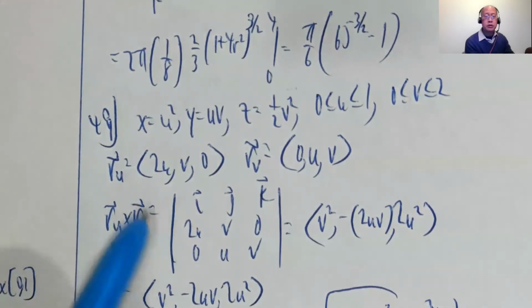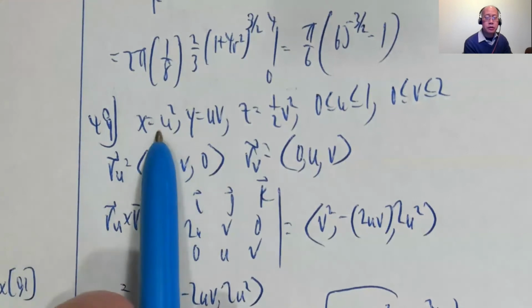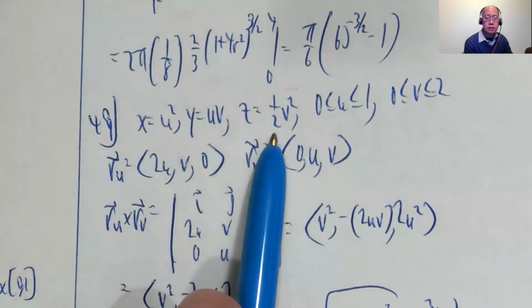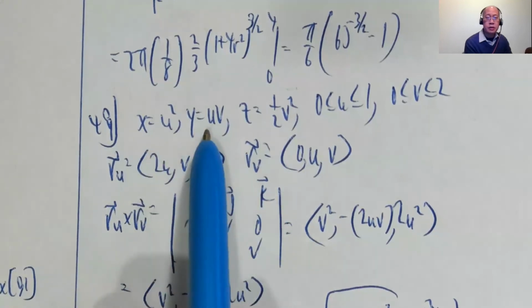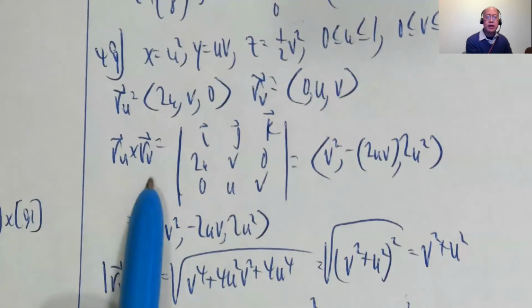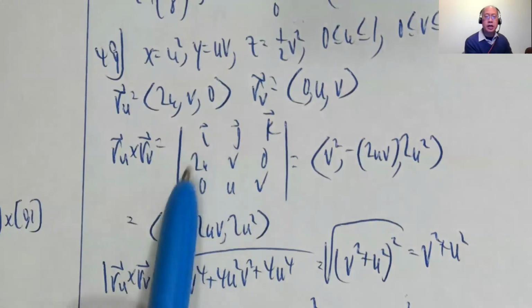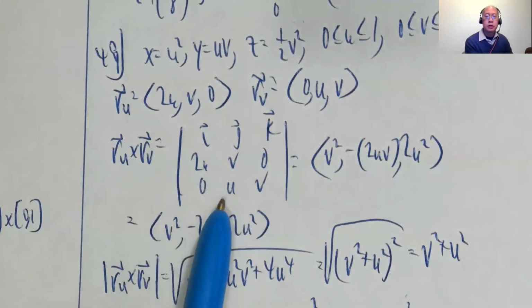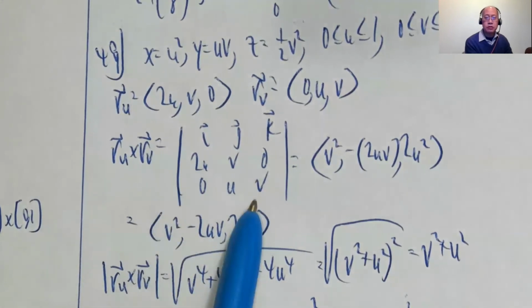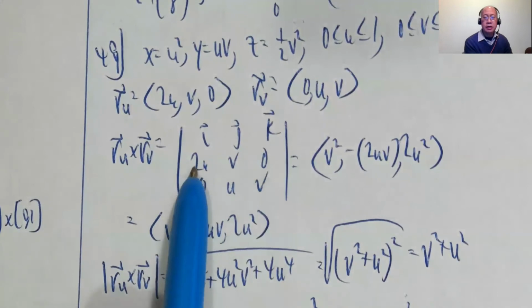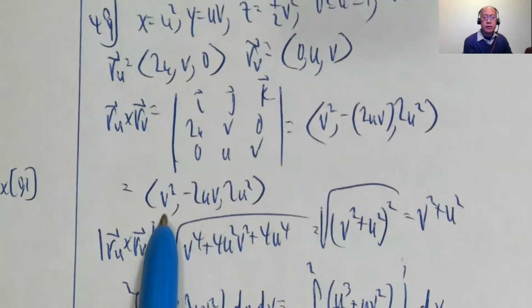All right, so r sub u, differential with respect to u, 2u, v, 0. r sub v, differential with respect to v, nothing, u, v. Take the cross product, i j k, 2u, v, 0, 0, u, v. So the i component is v squared minus nothing. j is the opposite of 2uv minus nothing. k is 2u squared minus nothing.